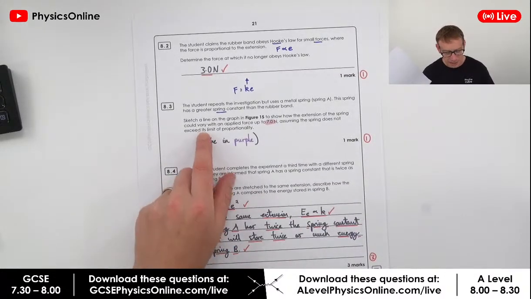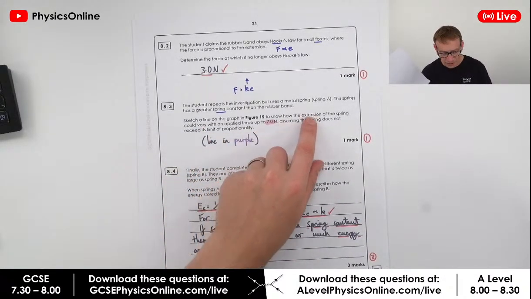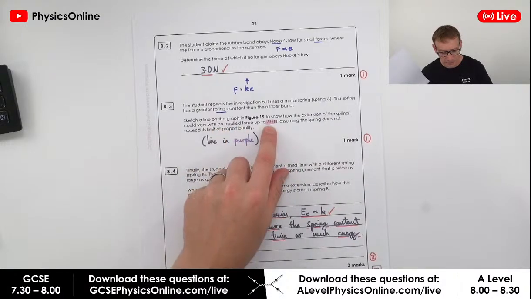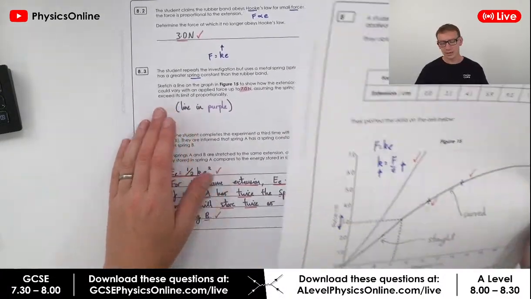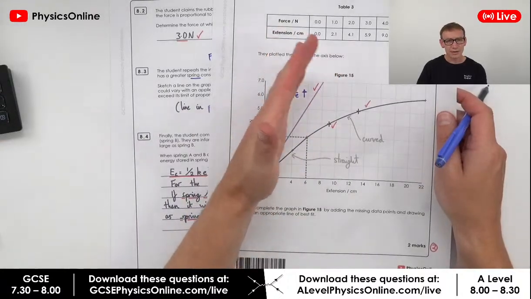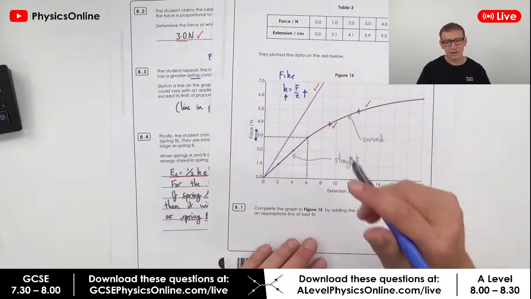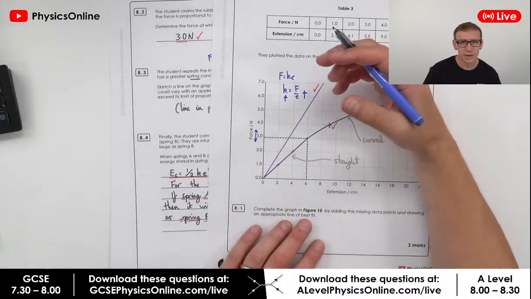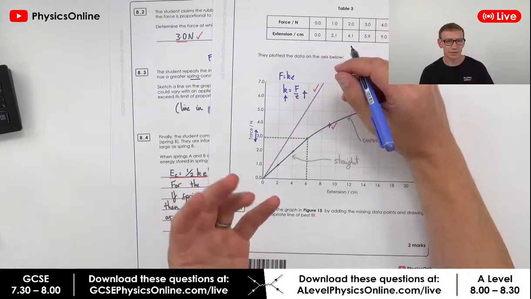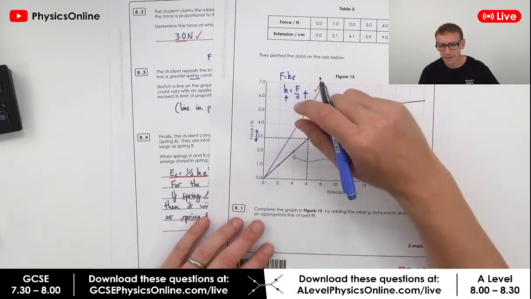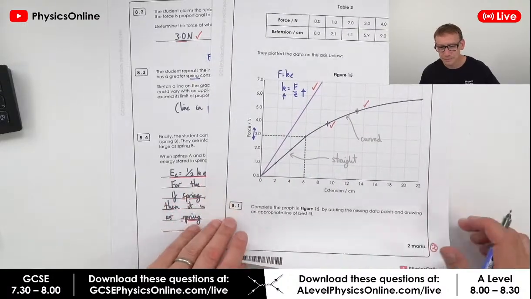That's basically the line there, and we can see that to show how the extension of the spring could vary to an applied force of 7 newtons, assuming the spring does not exceed its limit of proportionality. So that means it could be any kind of line here, it's just a sketch, but of course if it's not exceeding the limit of proportionality, that spring would be obeying Hooke's law and we'd have a straight line. Okay.